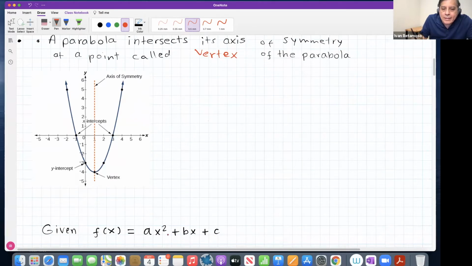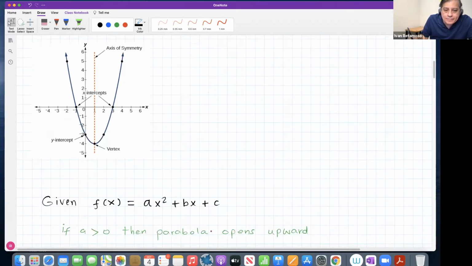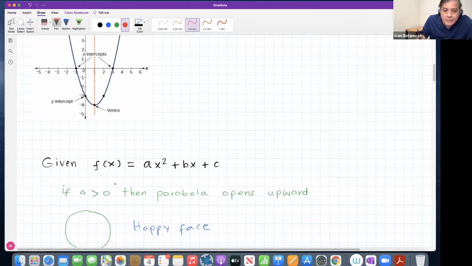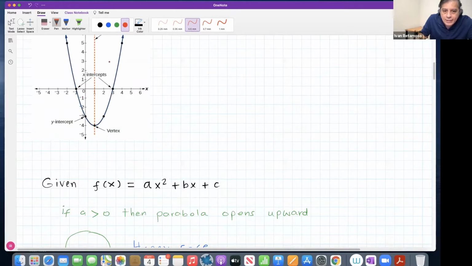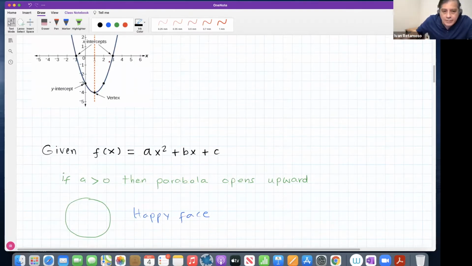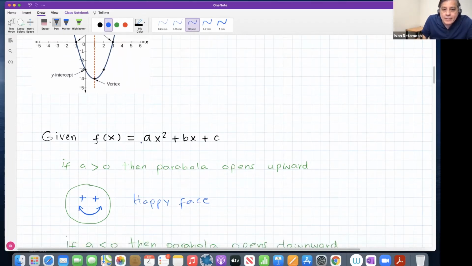Given f of x equals ax squared plus bx plus c, if a is positive, then the parabola opens upward. You will get something like this. Now, that can be easily remembered if you follow this mnemonic device. If you remember the mouth or the lips of a happy face, that will show you this shape, right? For a greater than 0.